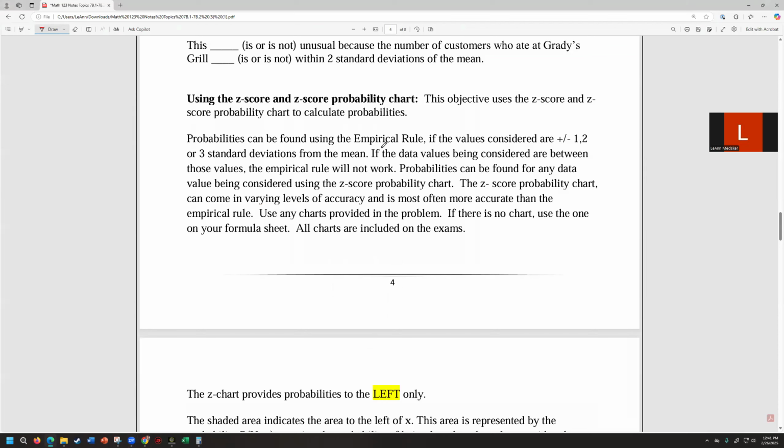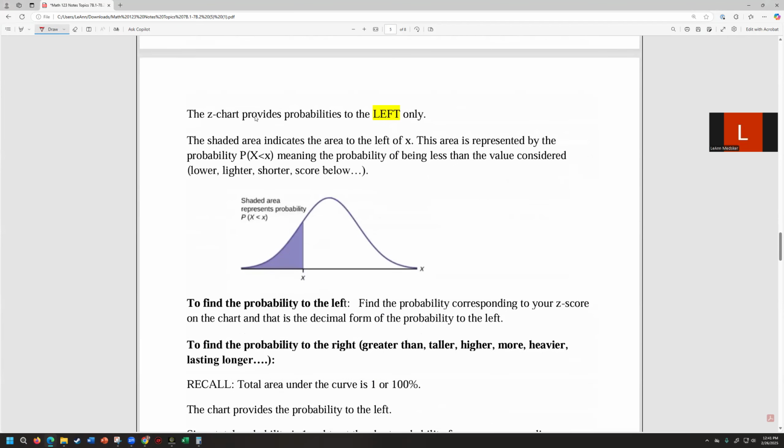So it says probabilities that can be found using the empirical rule, remember, are nice ones, the ones we get when we're adding and subtracting the standard deviation on our graph. If that doesn't work, if the data value we're looking for is in between some of those, we will convert to a z-score and then use the chart, okay? So I wrote some notes here. The chart is only going to provide the probabilities to the left.